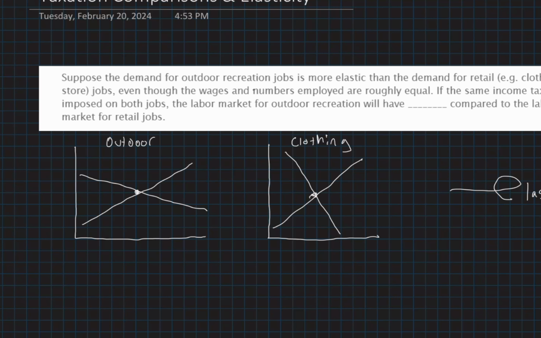So now it says if the same income tax is imposed on both jobs. So it doesn't matter what we draw. It doesn't have to be exact. But let's draw a tax wedge. So let's say we draw a tax wedge on this market and it looks something like that. Okay. And then this was our previous equilibrium. And so now it breaks into our buyer price and our seller price. This is our seller price. This is our buyer price.